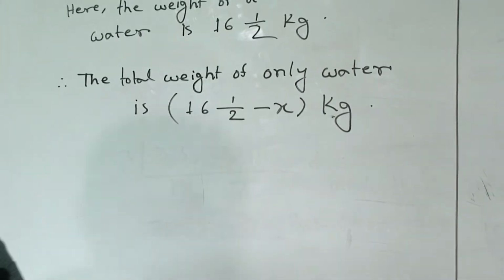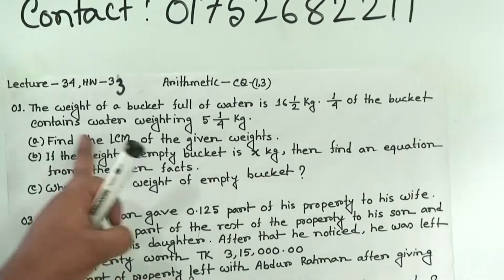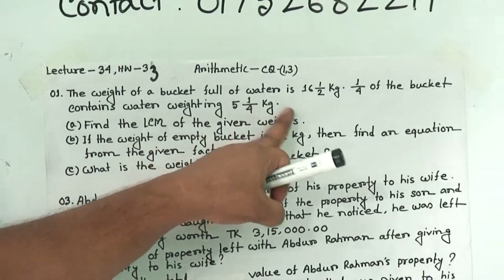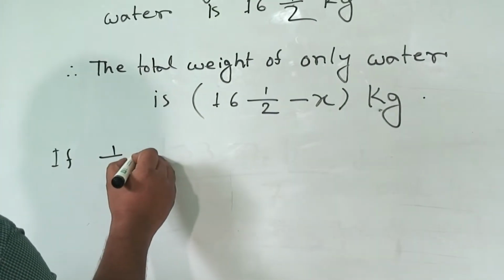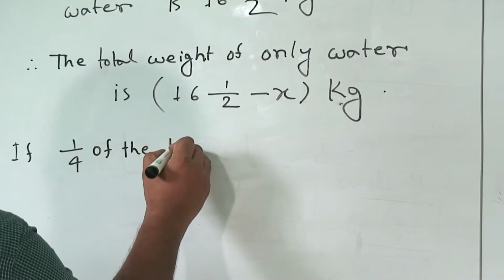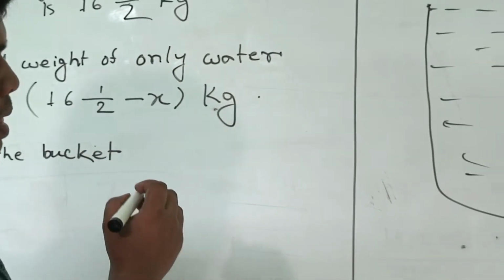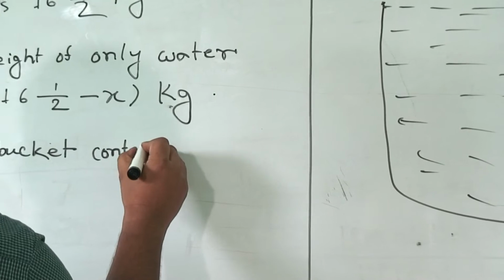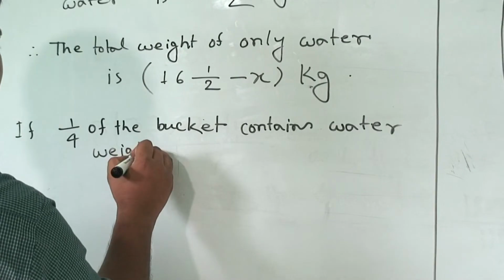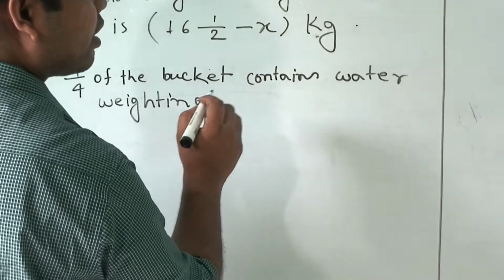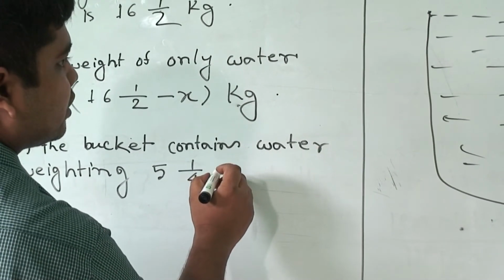Next, dear students, notice if 1 by 4 of the bucket contains water weighing 5 into 1 by 4 kg. Write this. If 1 by 4 of the bucket contains water weighing 5 into 1 by 4 kg.